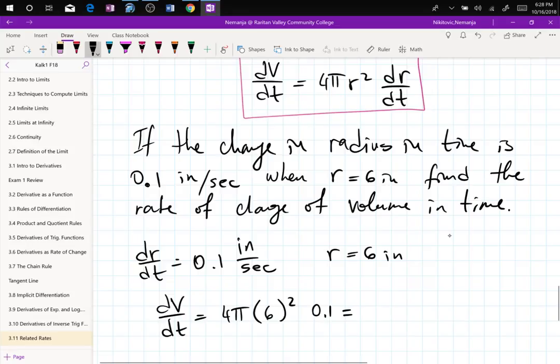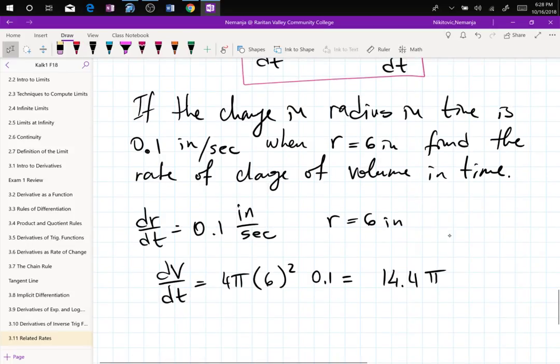6 squared is 36, times 4, and then times 0.1. So 14.4 pi, obviously. 36 doubled is 72, doubled again is 144. 144, move the decimal one point, and then there's still pi.